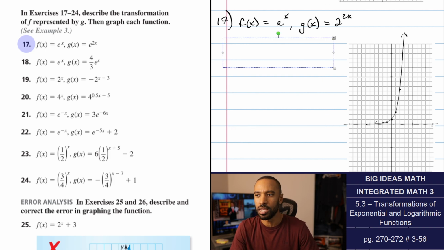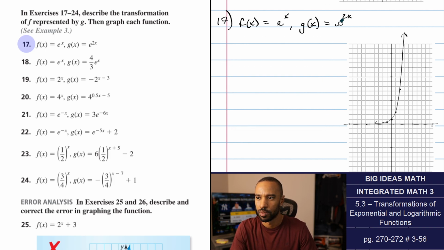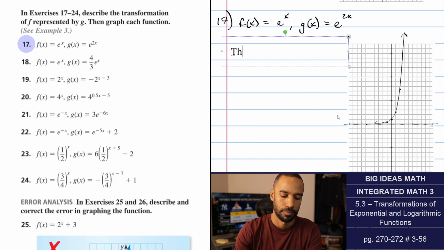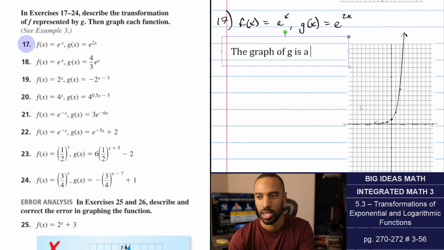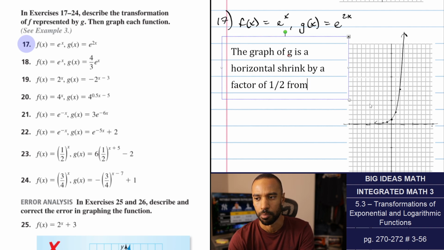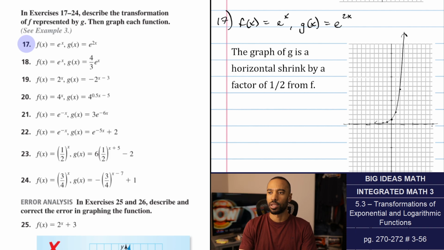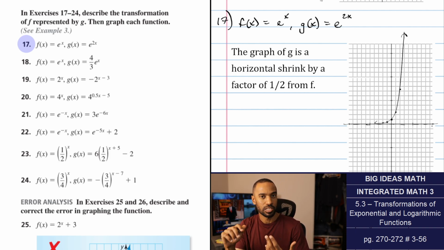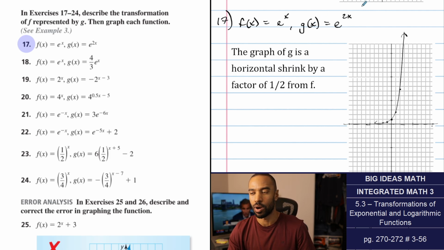Wait, 2 to the x? Oh, e to the 2x, not 2 to the 2x. I'm sorry. e to the 2x. Now, there are a couple ways I can talk about what it is we're doing there. Anyway, the graph of g is a horizontal compression or shrink by a factor of 1/2 from f. So we're going twice as inward from there. We have to plug in 1/2 for x to go e times up and 1 for x to go e squared times up, things like that.